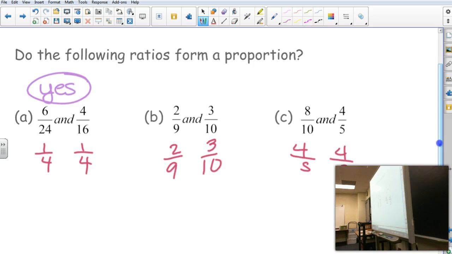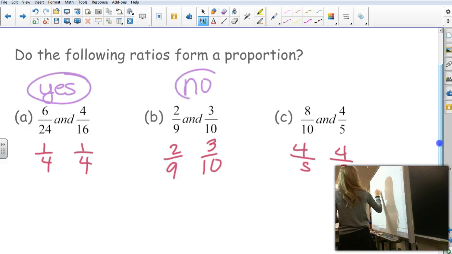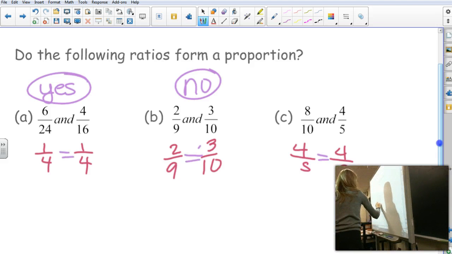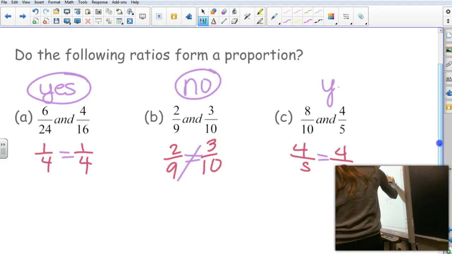Alondra, what about for the second one? No. 2/9 does not equal 3/10. So they do not form a proportion. And Lily in the last one. Yes. 8/10 reduces to 4/5. So they're equivalent, they're equal. These are equal, these are equal, these are not equal. And so it's yes, no, yes.